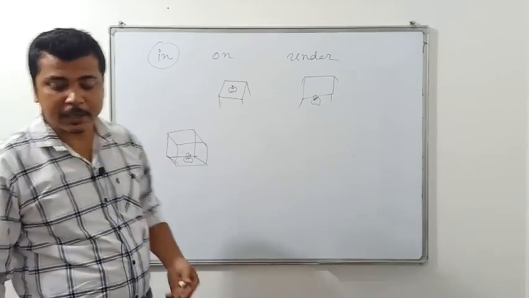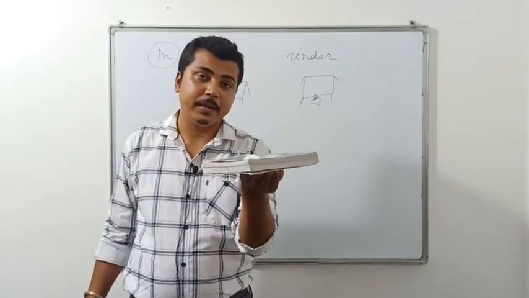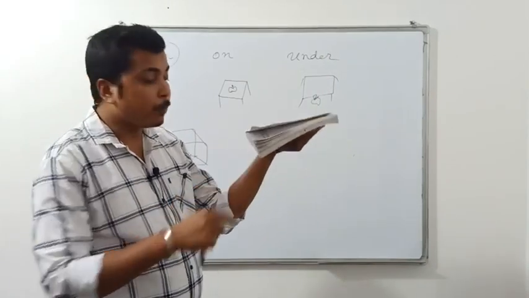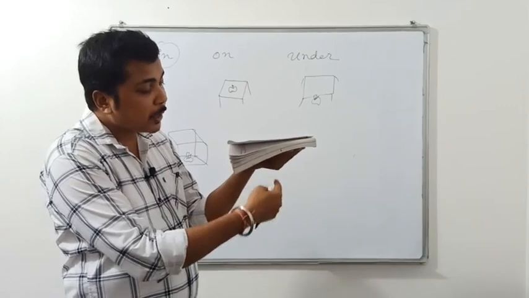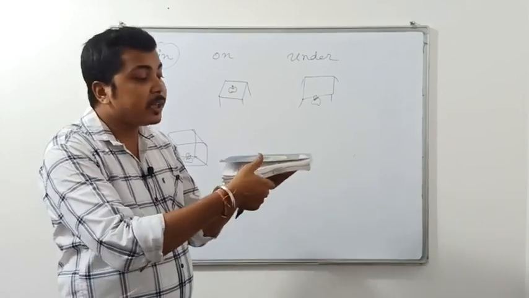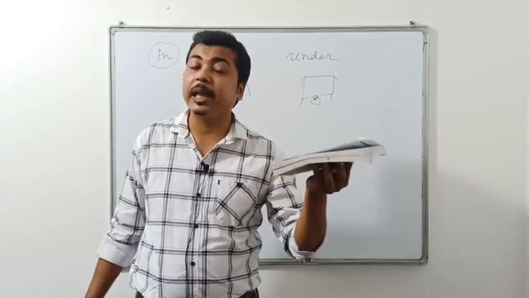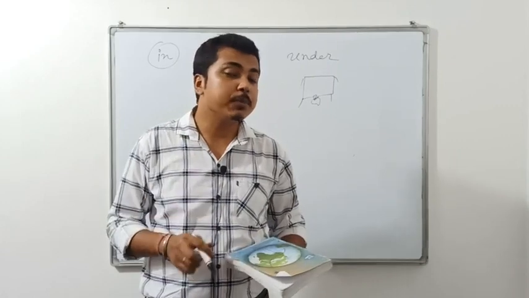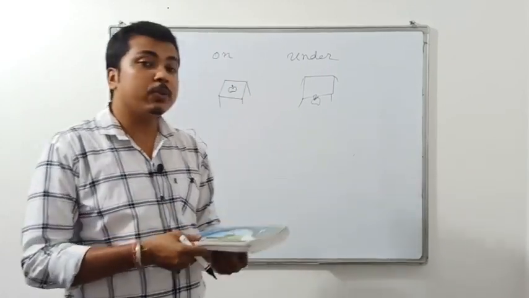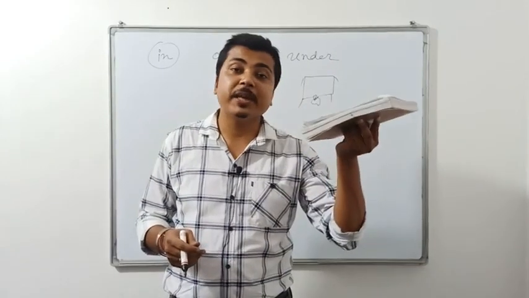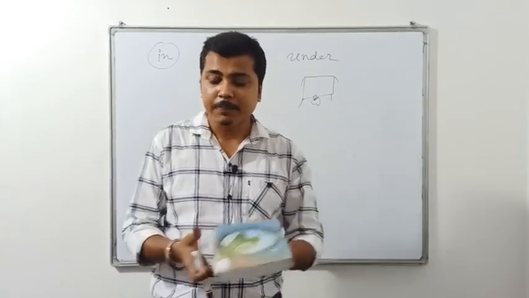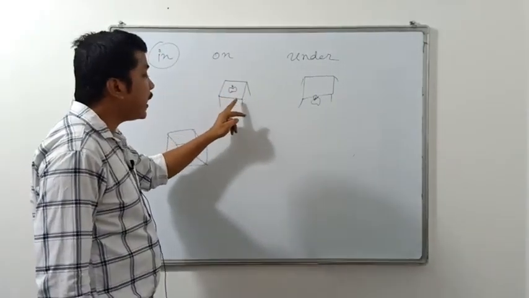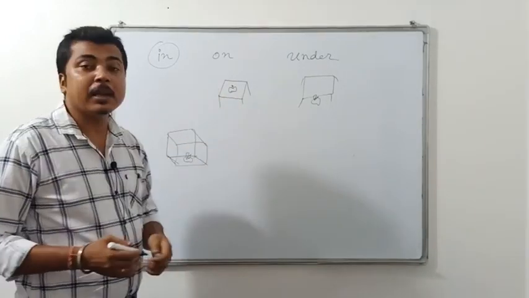If I tell, the book is on my hand, if I show you these two objects, hand and book, the book is on the hand. Is there any space between these two objects? No. If there is no space between these two objects, that time we use the preposition on. Remember this, dear students. It is one of the most important points to be noted. Whenever we use on, there is no space between the two objects. If I tell, the apple is on the table, that means there is no space between apple and table. The table and the apple are attached.